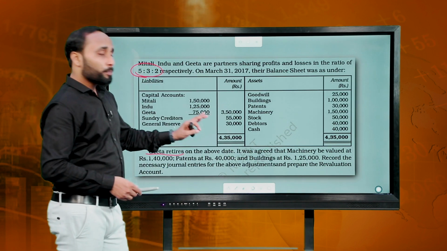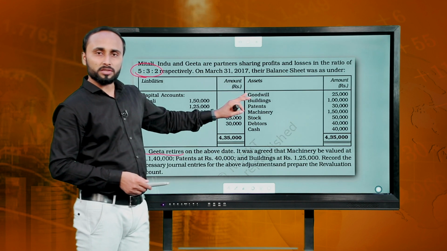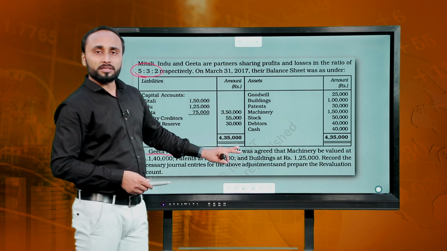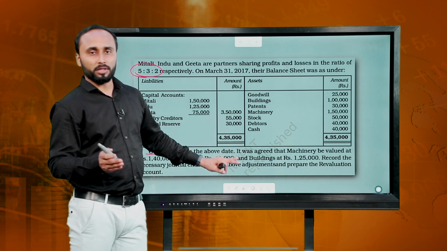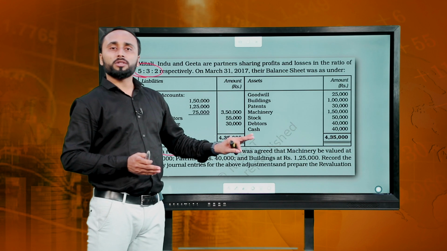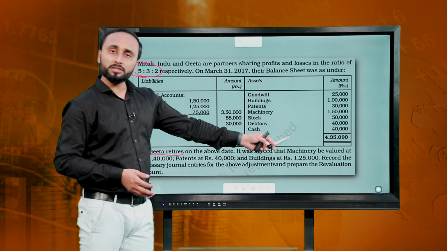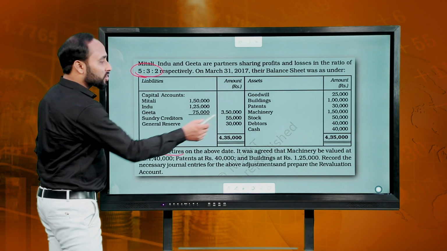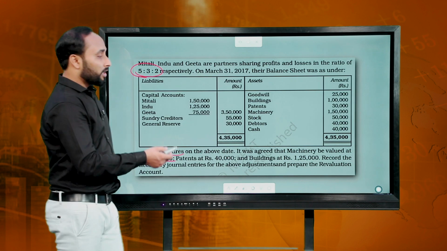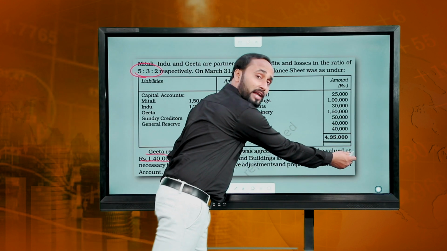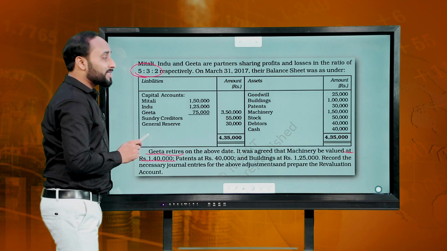Now you have to pay attention to the adjustments given below the balance sheet or the main question, because these are the adjustments that are going to give you the amounts that you have to show in revaluation account. These adjustments will tell you what changes have taken place in assets or liabilities. So the first adjustment says that machine is to be valued at 1,40,000. Valuing it at 1,40,000 means what?